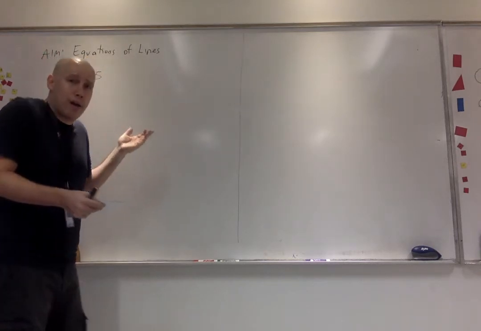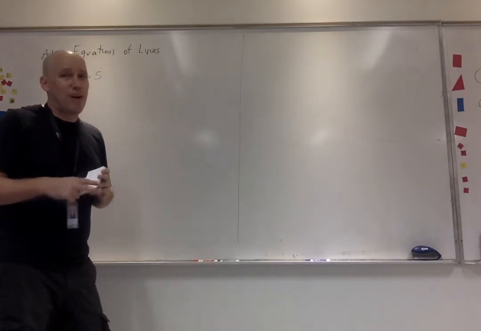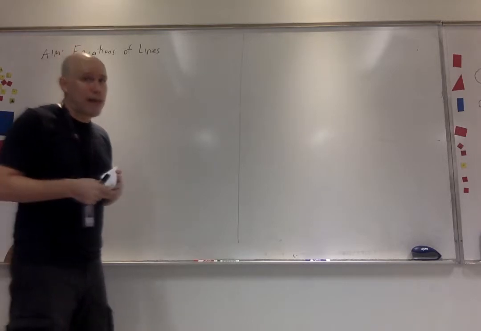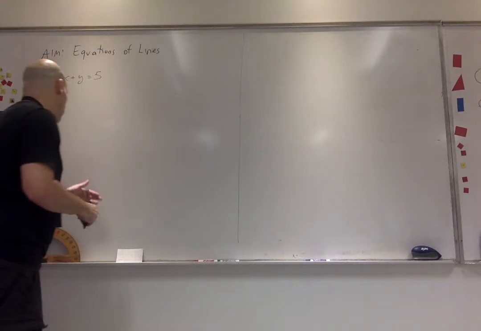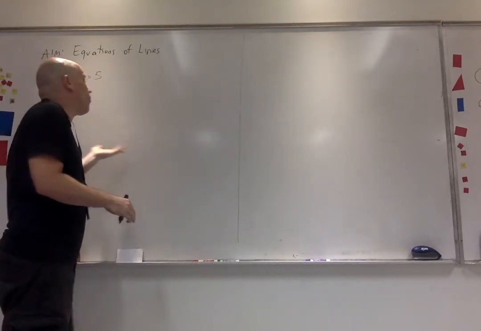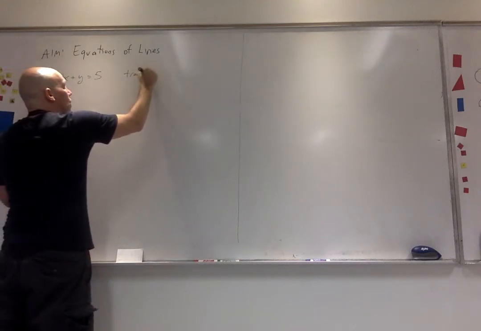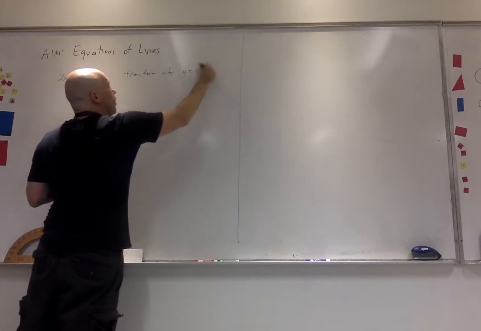The line's decreasing. So the question is, what's wrong? What's going on? The rule said it's supposed to be increasing. Well, the rules were for when the equation was in the form y equals mx plus b. It's not like that. So what's going on here? Well, we just have to transform it into y equals mx plus b.